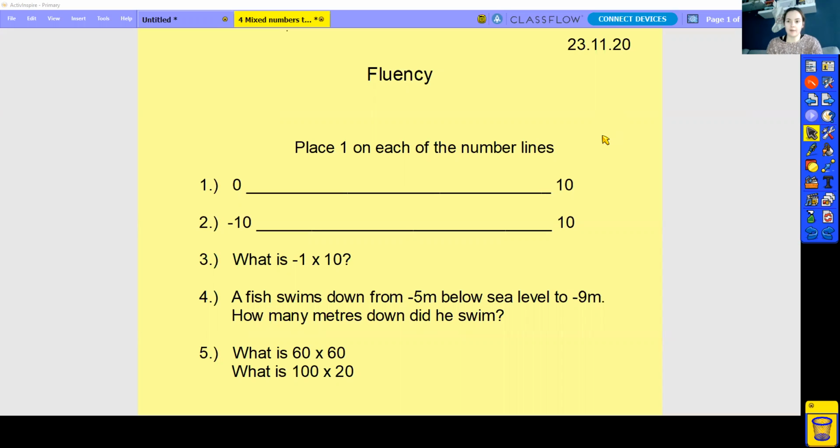So you have got your fluency questions on the screen, so make sure you've got a piece of paper and a pen or a pencil in front of you, and then can you please have a go at the questions on the board. When you are ready, pause the video, have a go at the fluency, and then I will be putting the answers on in a moment. Okay, so off you go.